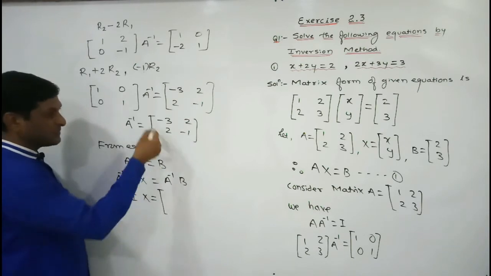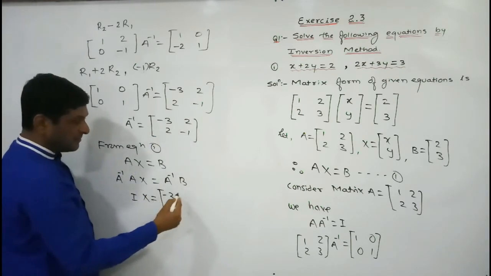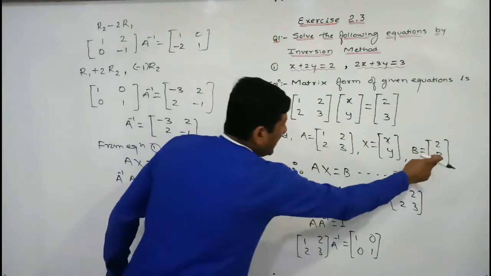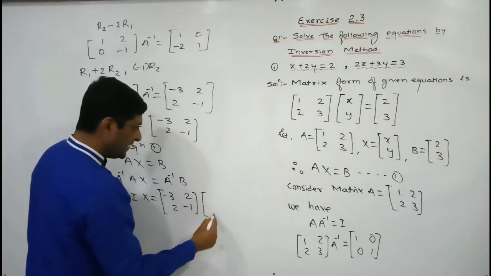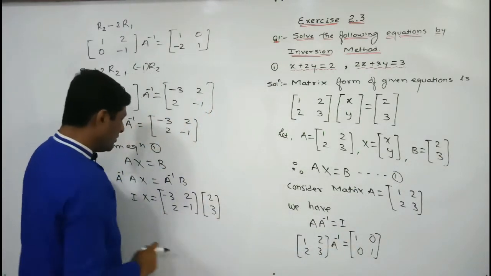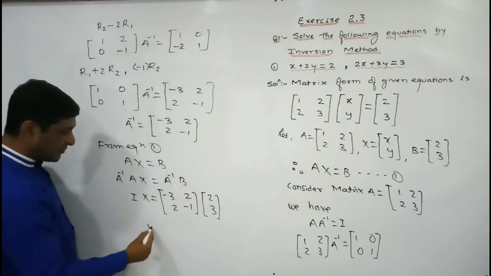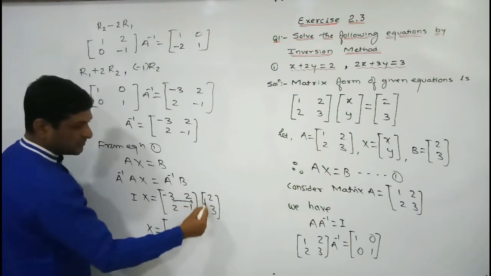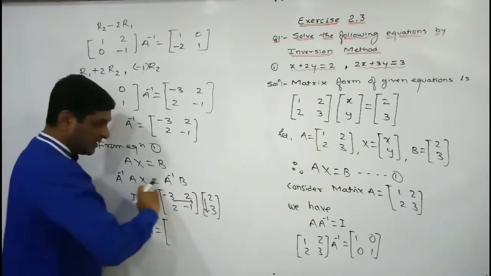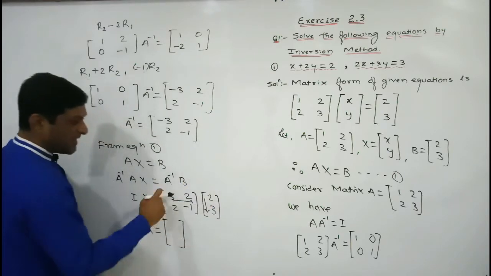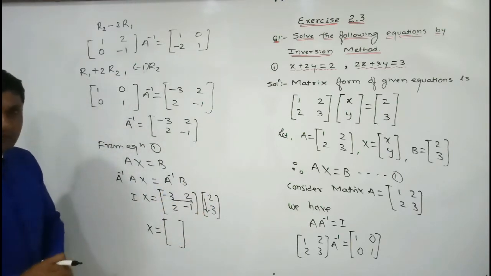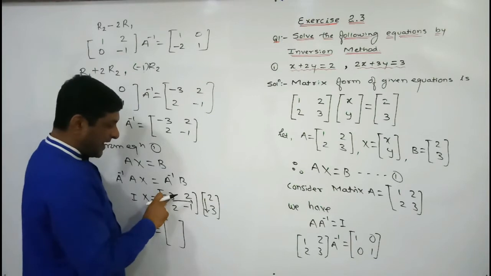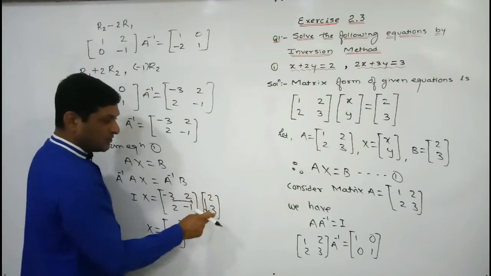Here replace A inverse by its value, where the elements of A inverse are minus 3, 2, 2, minus 1. And the elements of matrix B are 2, 3. Element of matrix B are what? 2, 3. Now on this side, X into identity will be equal to X, and on the right hand side we are taking the multiplication of these two matrices. We know that whenever we take multiplication, we multiply a row by the column. So multiply the first row by the first column. I am taking the multiplication and performing the calculation parallelly. Minus 3 into 2 is minus 6 and 2 into 3 is 6.